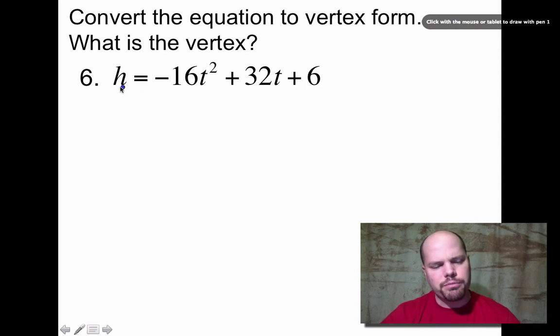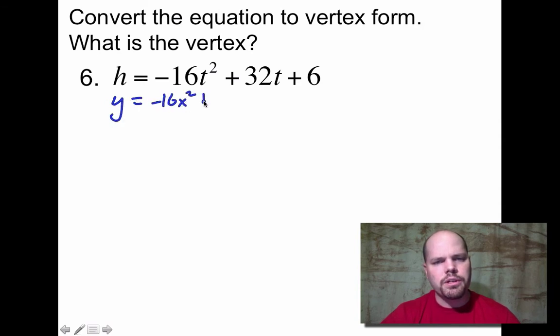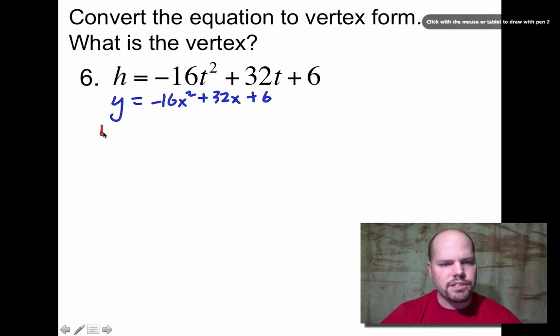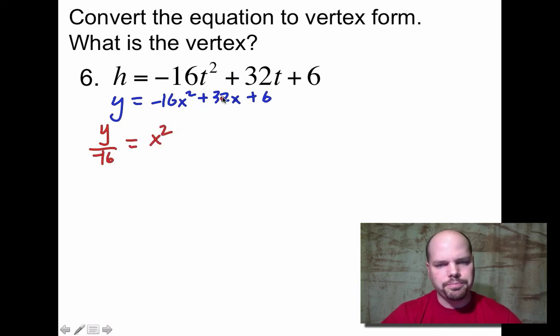Now first, to make this easier, instead of height and time, let's put this back to y equals negative 16x squared plus 32x plus 6. Not that it matters, but maybe it's easier for you to work with y's and x's. So the first thing I'm going to do is divide everything by negative 16. So y divided by negative 16 equals x squared. 32 divided by negative 16 is negative 2, so minus 2x. And then 6 divided by negative 16 is going to be minus 3/8.